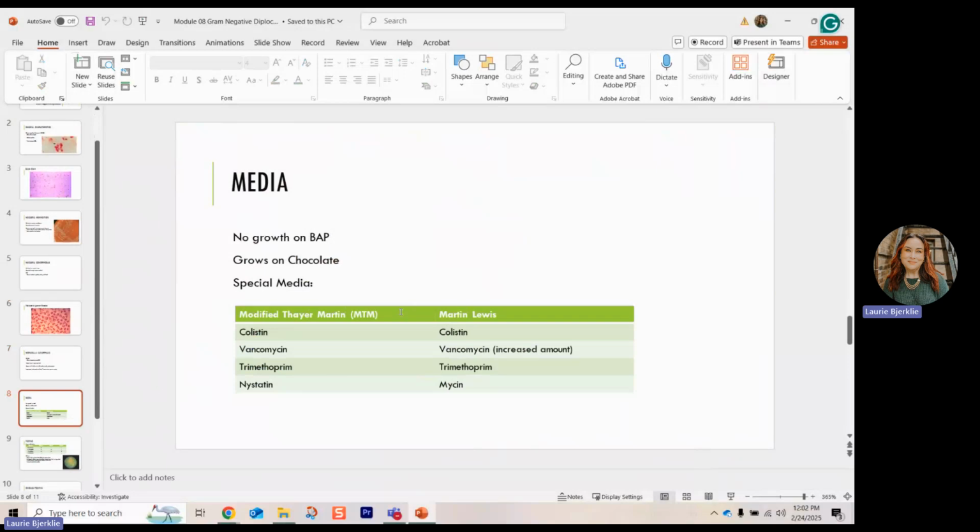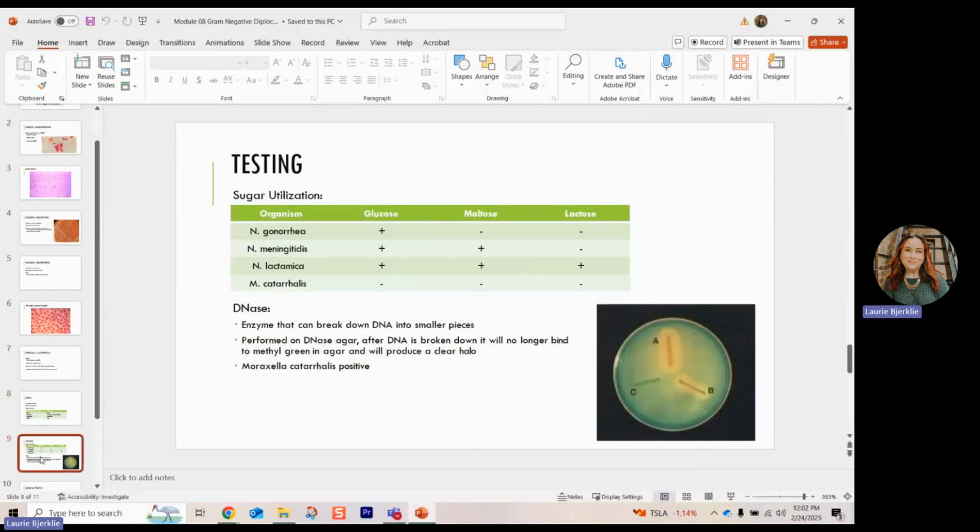And again, we're all college age if you're listening to my lecture, so I will tell you the saying I use to help remember what grows Neisseria. It's not a fun saying, but I say the two Martins, so Thayer-Martin and Martin Lewis, go to New York City and get gonorrhea. So that's how I remember that these three agars are used to grow Neisseria. If that helps you, use it.